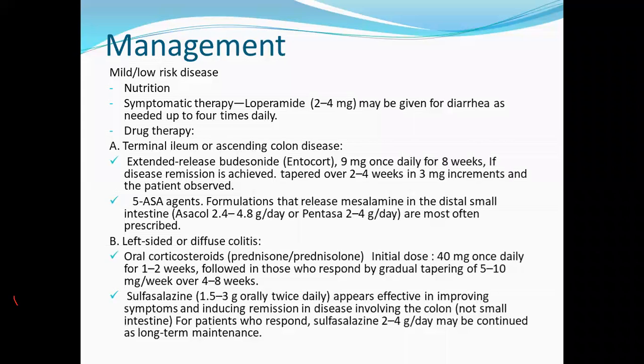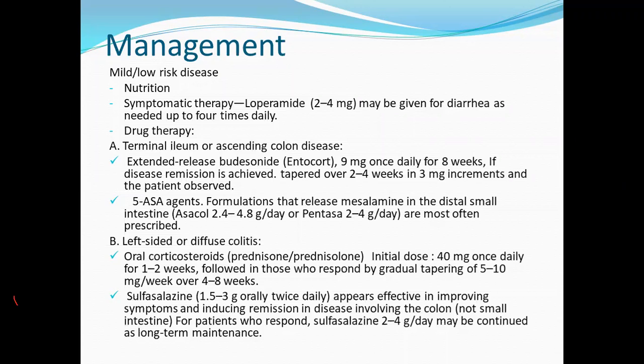If disease remission is achieved, we taper the medication over 2 weeks in increments of 3 milligrams, and then we observe patients. We can also use the 5-ASA agents. The formulations release mesalamine in the distal small intestine. These are trade names of some of the 5-ASA agents, and most often, these are the ones that are prescribed.